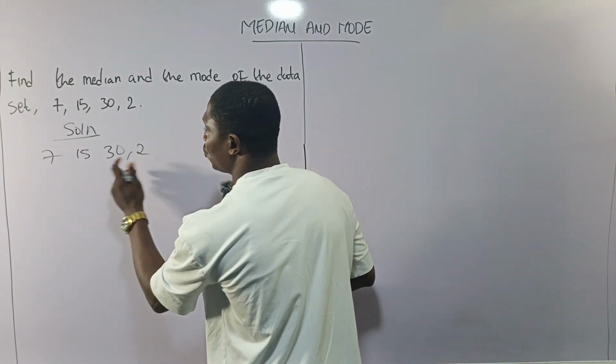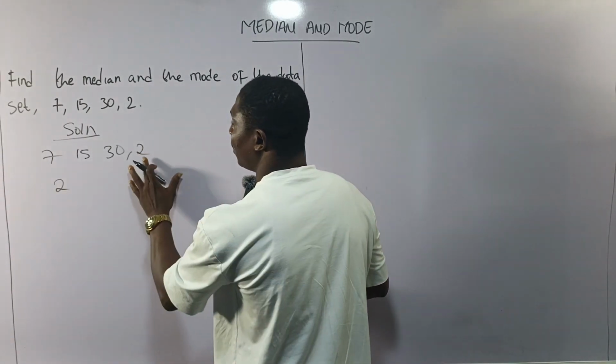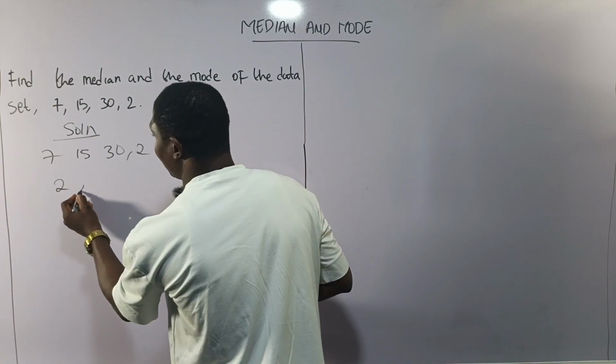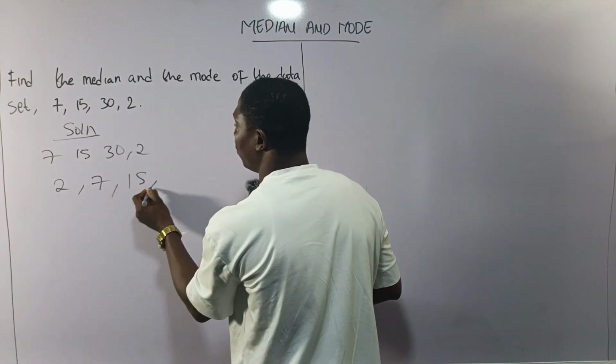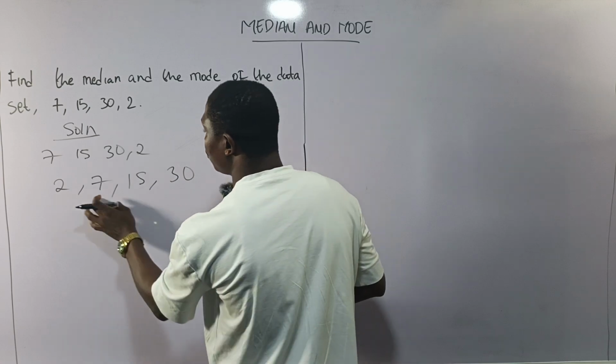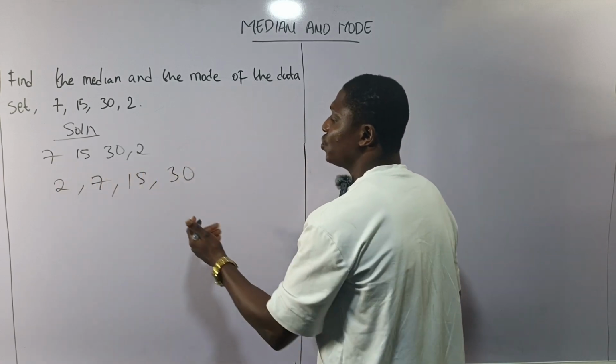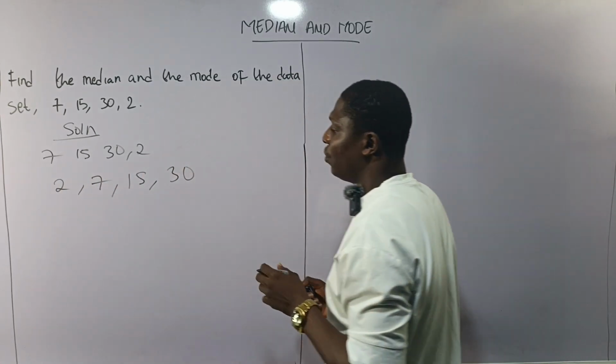So our list here is 2. The number that follows 2 is 7, so I have my 7 here. And I have my 15, and I also have my 30. So how many? 1, 2, 3, 4. So we've arranged this in our ascending order.